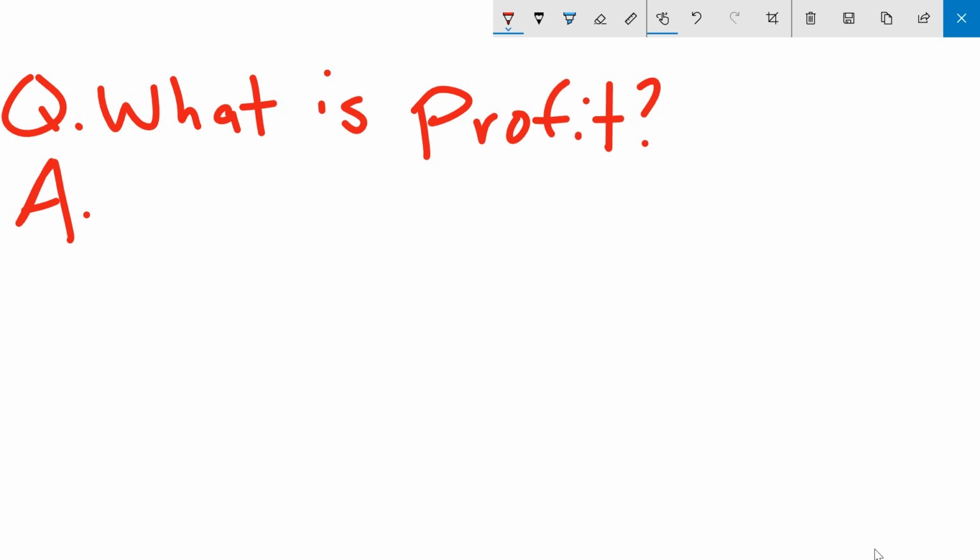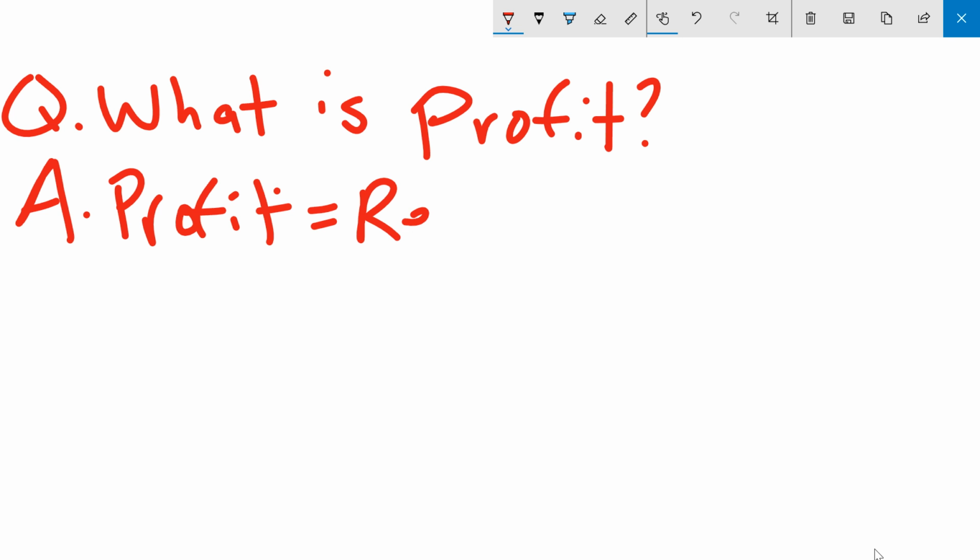That includes just running your own household. If you think about it, sometimes you could think of your household as a business, right? But for now, we're just going to pretend like, for example, we have a lemonade stand or something. So what is profit? Well, profit equals revenues minus expenses.